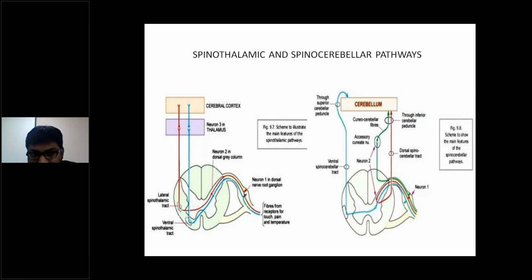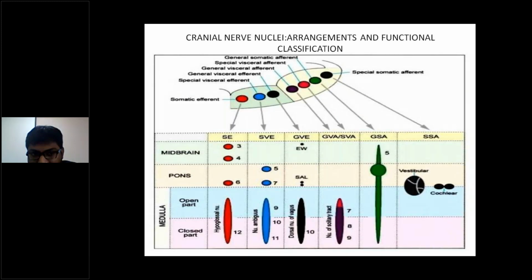So this is the spinothalamic tract, right? Remember spinothalamic, spinocerebellar, we will discuss of course, right? And this slide, cranial nerve nuclei arrangement and classification.